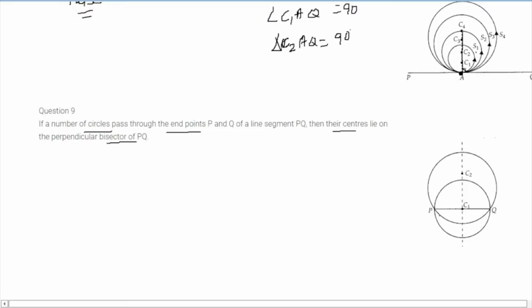So PQ is the chord to these circles C1 and C2, right? And if we draw the perpendicular bisector of a chord, that will pass through the center. As we know, the perpendicular bisector of a chord of a circle always passes through the center of the circle. So the perpendicular bisector of PQ will always pass through the center of the circle. So this statement is true.